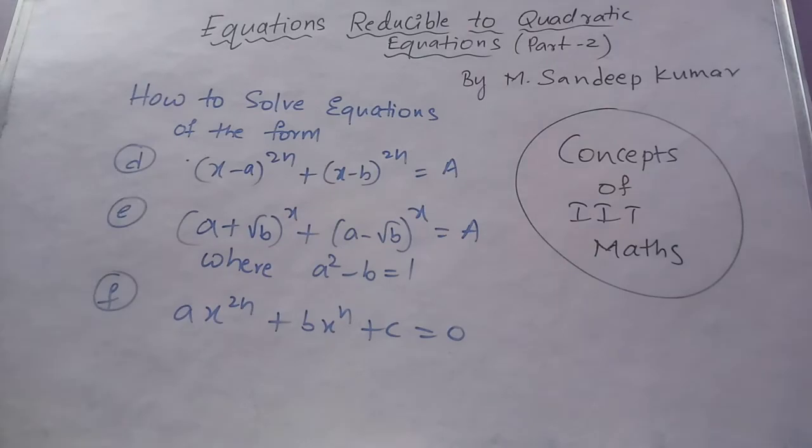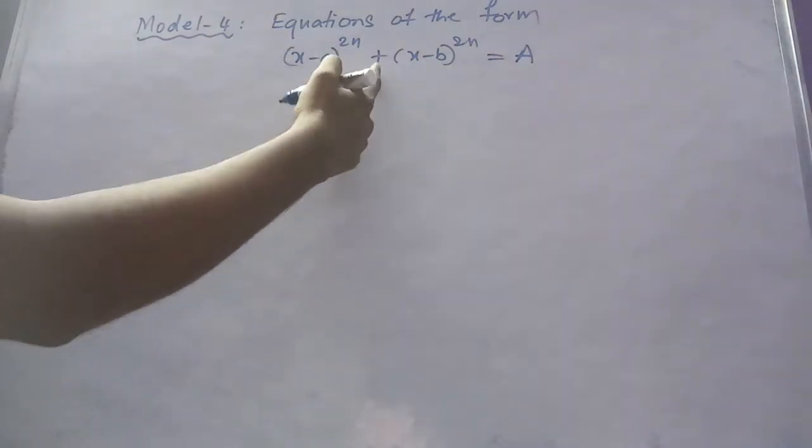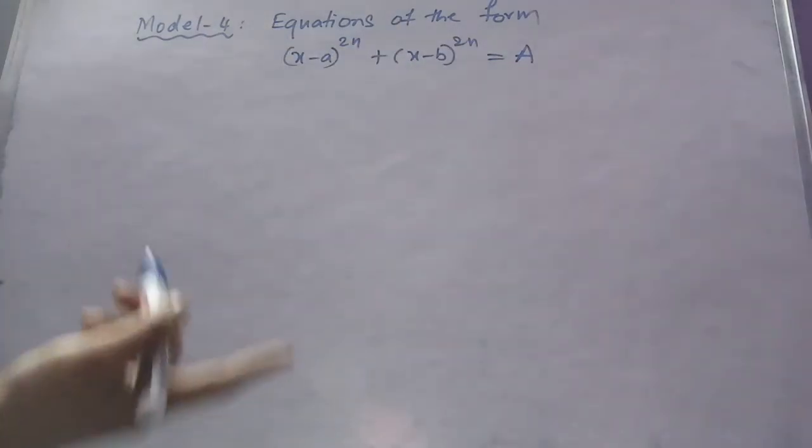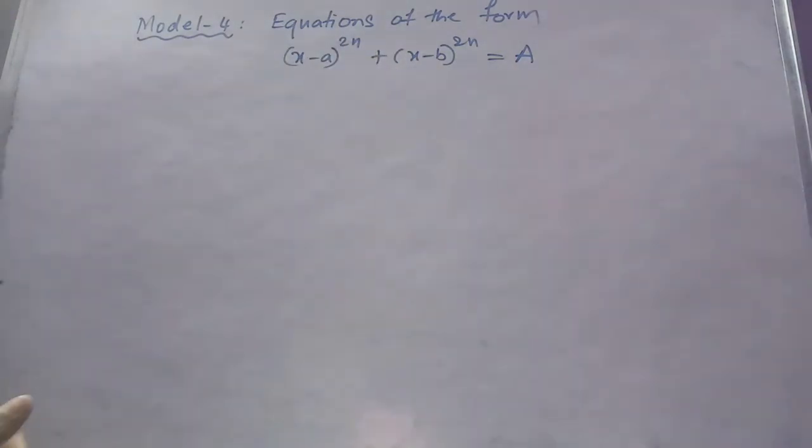Let us see this form, the fourth form. Here we are in the fourth model, where equations are of the form (x minus a) to the power 2n plus (x minus b) to the power 2n is equal to A, where n is a natural number, and a and b are most probably integers. So let us see how to solve it.